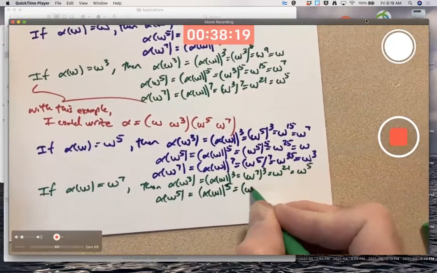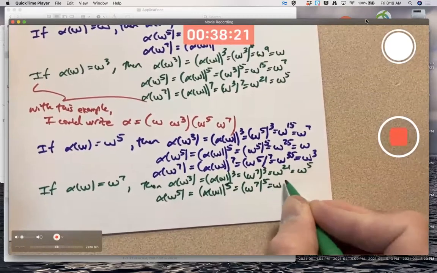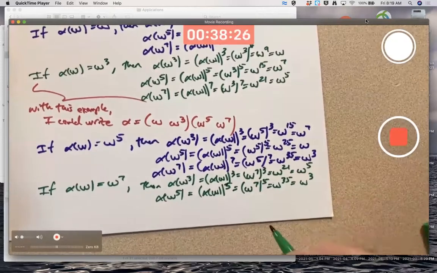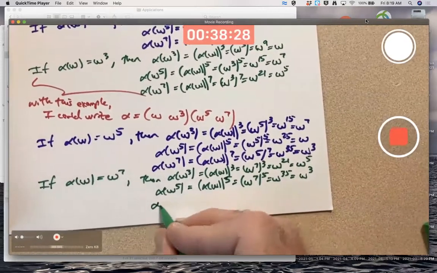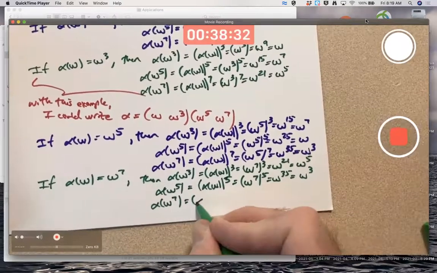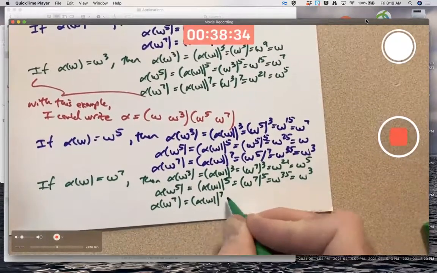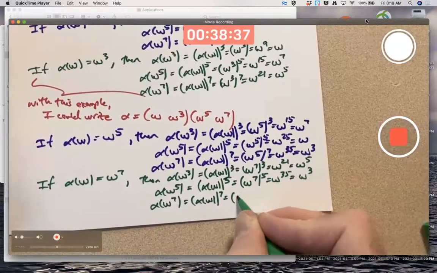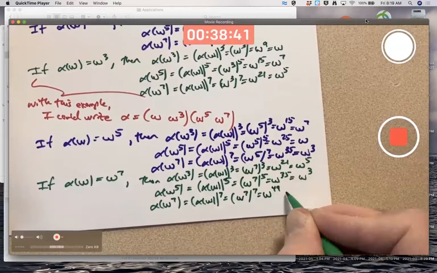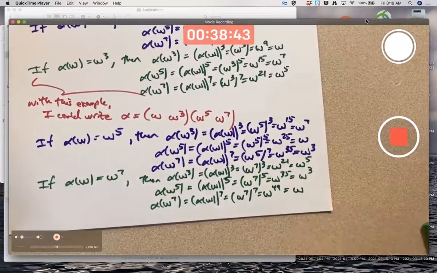So this is omega to the 7th to the 5th, which is omega to the 35th. Mod the exponent by 8, you do get omega cubed. And I bet alpha of omega to the 7th will be omega. Omega to the 49th mod the exponent by 8 does give you omega.